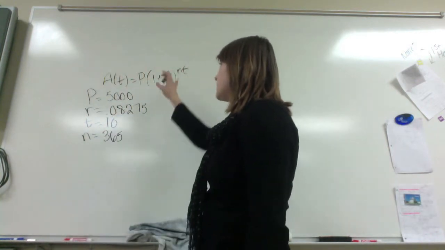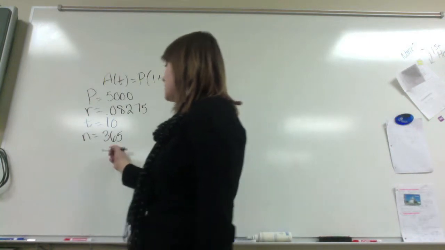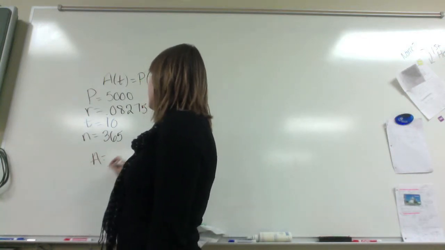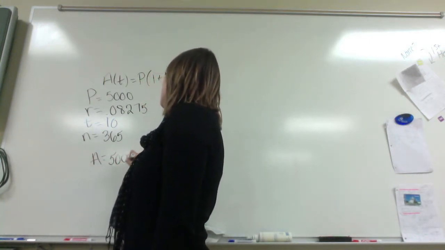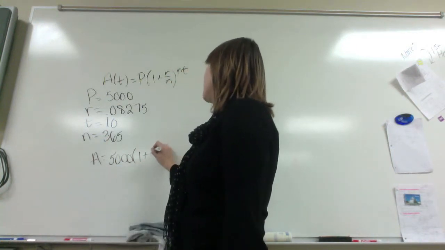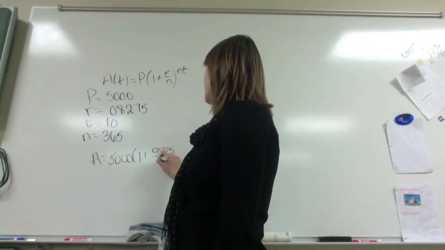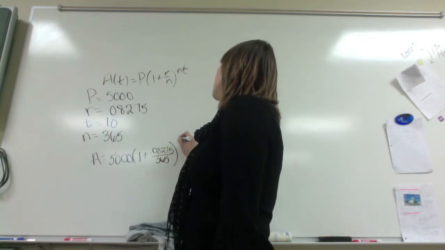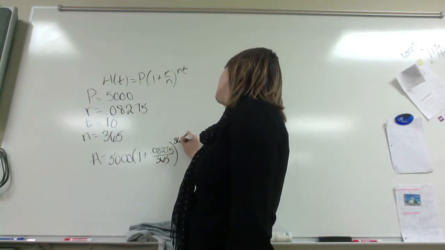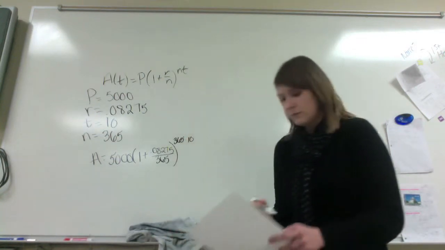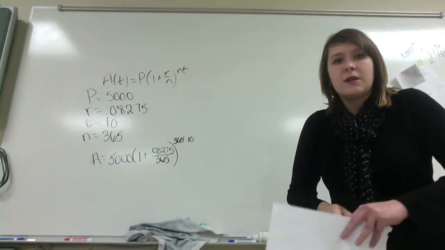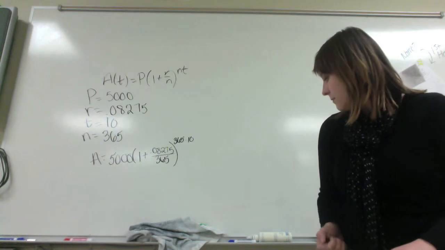Okay, so now I can plug all this stuff into this formula here. So I can say my A is going to be 5,000 times (1 plus 0.08275 over 365) to the 365 times 10. Okay, now what I can do is actually plug that into my calculator.